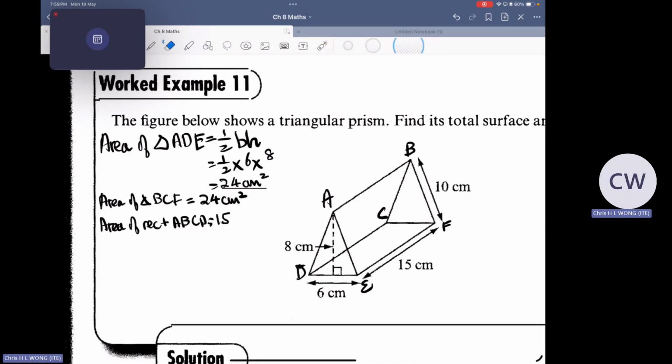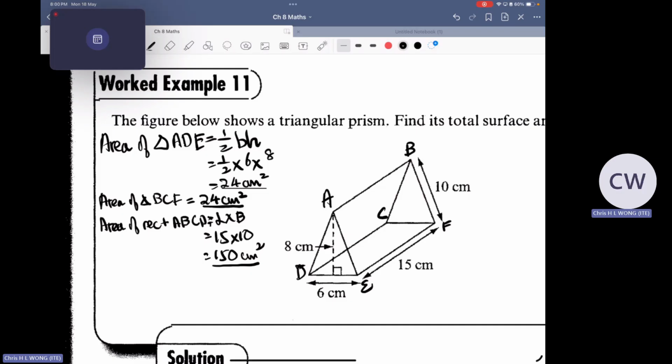Don't use 15, but length times breadth first. Equals length times breadth, equals 15 times 10, equals 150 cm square. Underline this one, because I need to add them together.